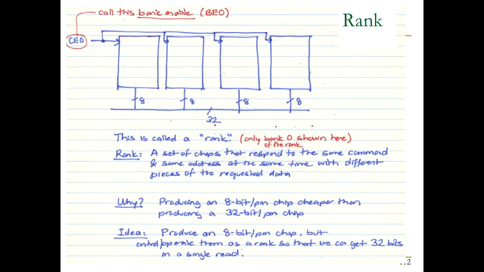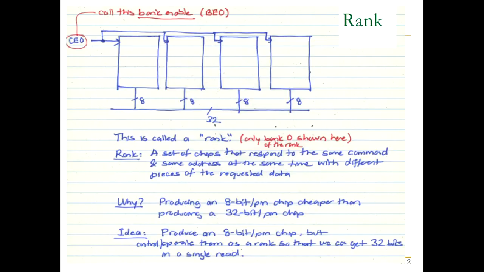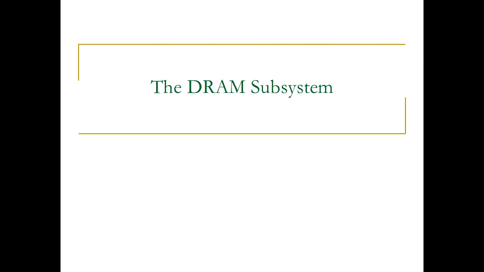Okay, and we've discussed everything over here. You can read this on your own. Basically, the idea is to produce an 8-bit pin chip, but operate them as a rank so that we can get 32 bits in a single read, because producing a 32-pin chip is expensive. Okay, any questions? Now we'll go into a little bit more detail.